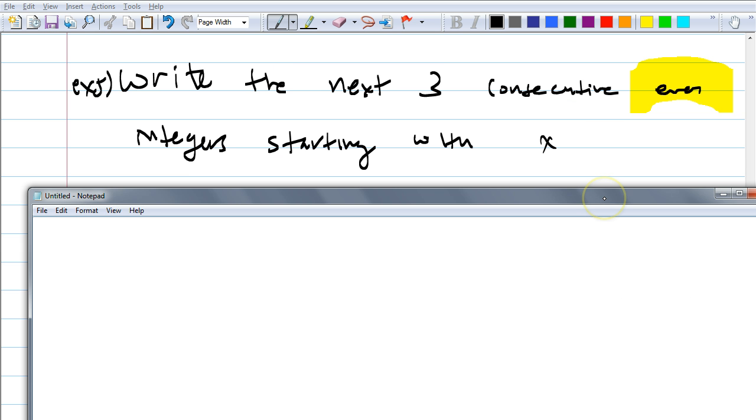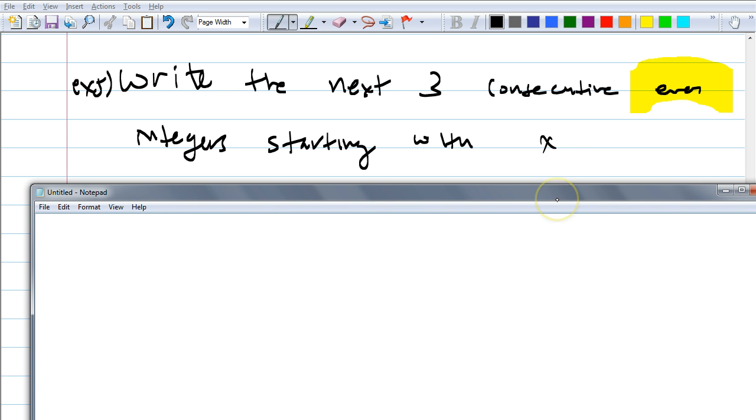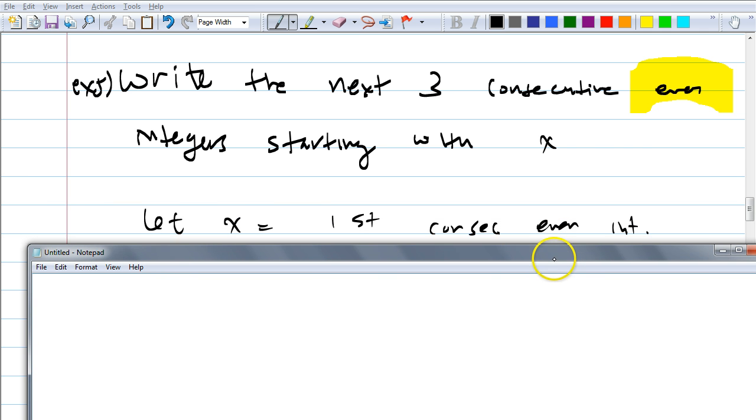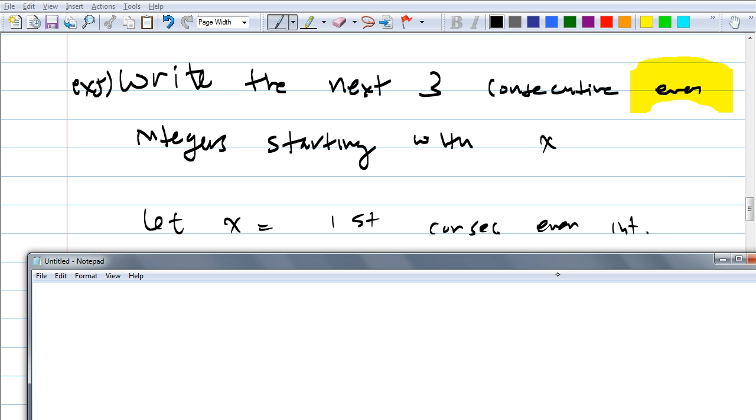Next example. I would like you all to try this yourself. Write the next 3 consecutive even integers starting with x. Go ahead, everybody try. I'll give you the first one since I'm so nice. Let x be what, guys? Let x equal the first consecutive, what kind of integer? Even. Very good. I'll give you the first one, you give me the rest. Okay, go ahead. I'll wait. Okay, a lot of you got this. Let x be the first consecutive even integer.